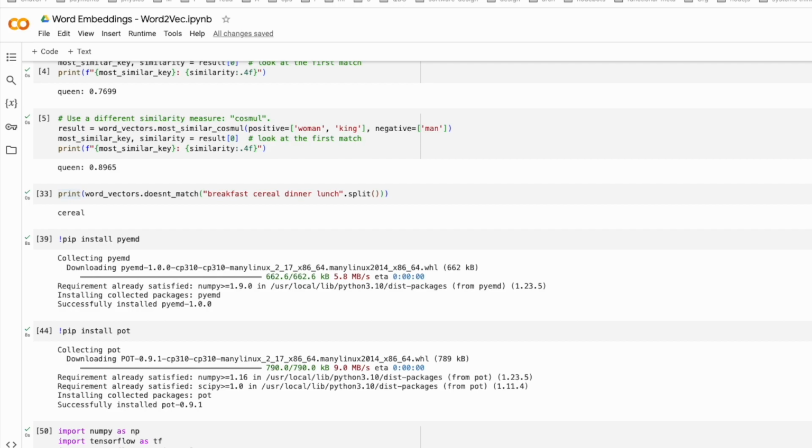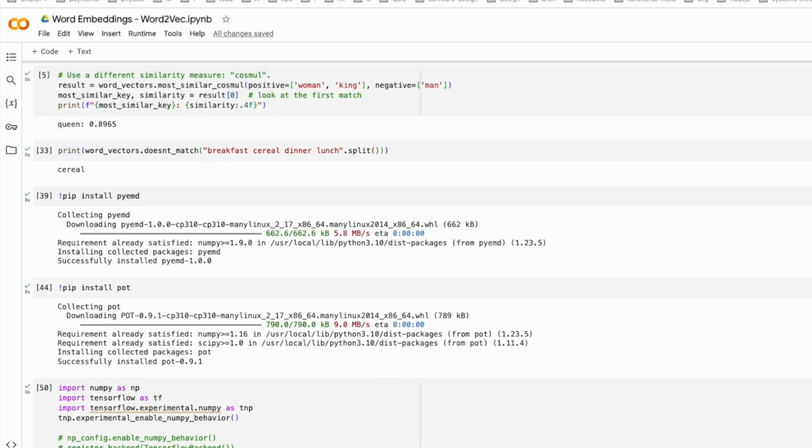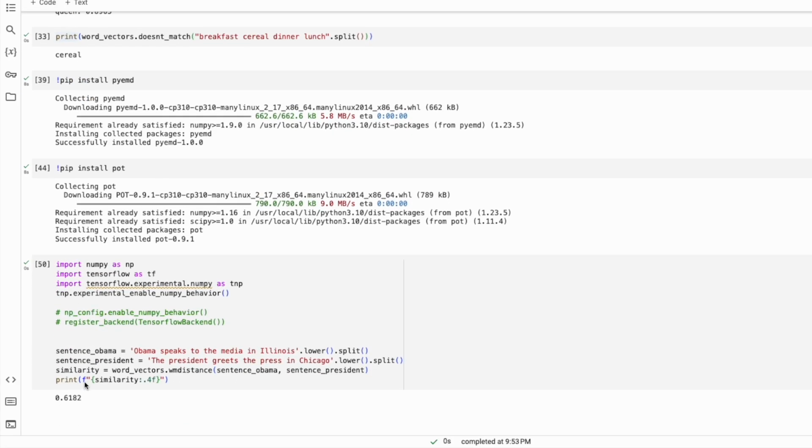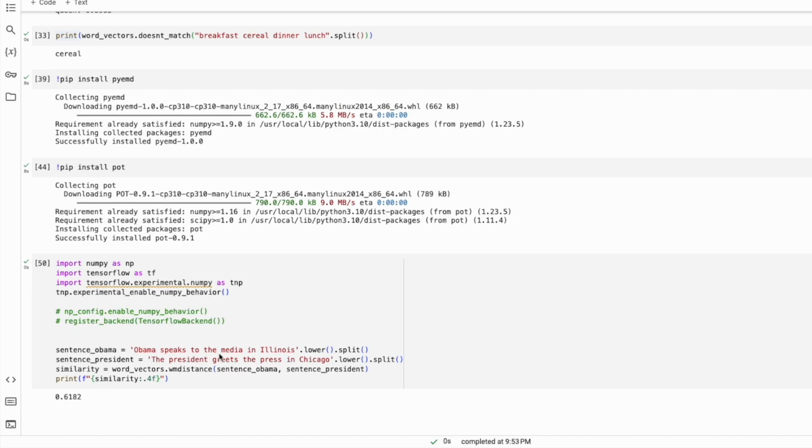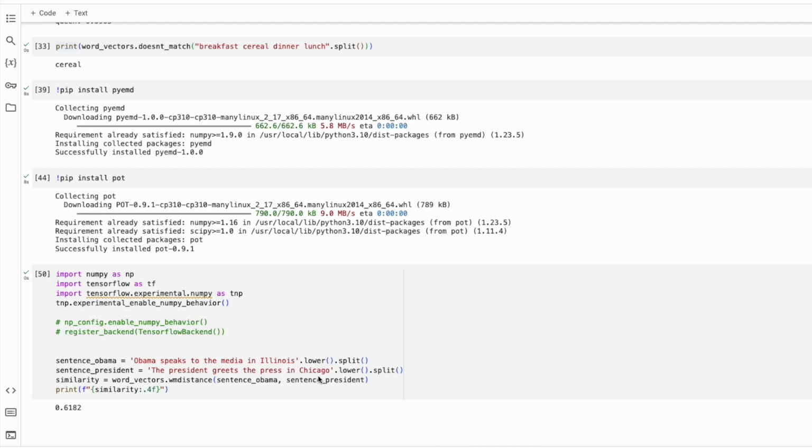Now let's see whether we can extend this to sentences. Here are two sentences. Obama speaks to the media in Illinois. The president greets the press in Chicago. What we are doing is splitting them into a list of words, and then asking word mover distance to find out whether these two sentences are the same or not. And you would see that with a very high score, it is saying that these two sentences are the same. They are conveying the same meaning.